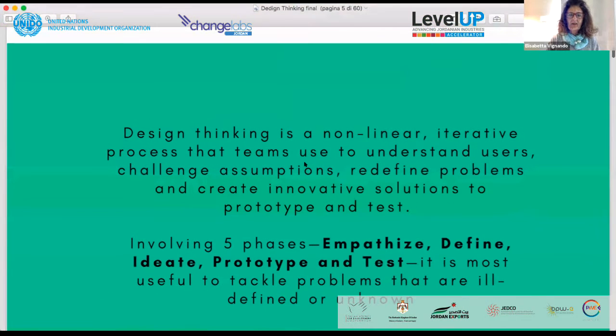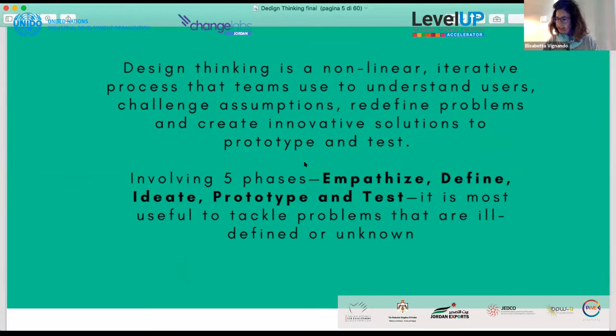I would also like to say that design thinking is a non-linear, interactive process that teams use to understand users, challenge assumptions, redefine problems, and create innovative solutions to prototype and test. Design thinking involves 5 steps: empathize, define, ideate, prototype, and test. It is most useful to tackle problems that are undefined, ill-defined, and unknown. The aim of this masterclass is to explore our innate abilities to see different solutions to the problems that we have in our company.